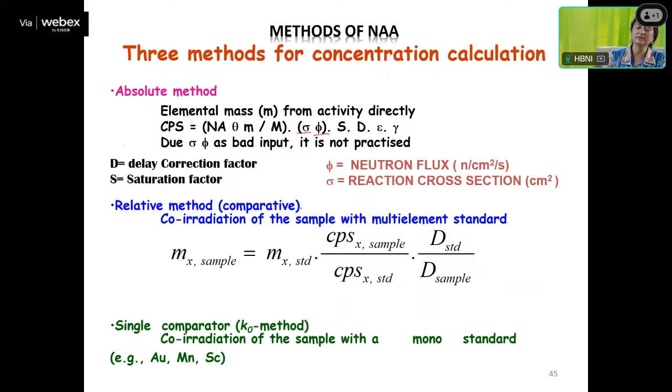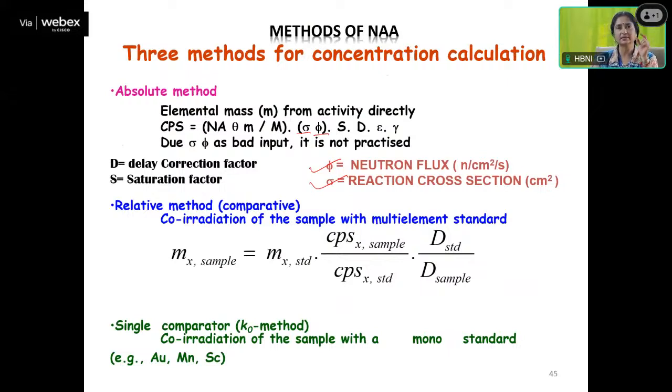But it is normally not used. Though for a reactor the neutron flux and for an element the reaction cross section should be fixed, you never know how it is fluctuating, because your sample is in a different shape. Whether it gets the same flux in all places or not is very difficult to know. So normally the relative or comparative method is followed.